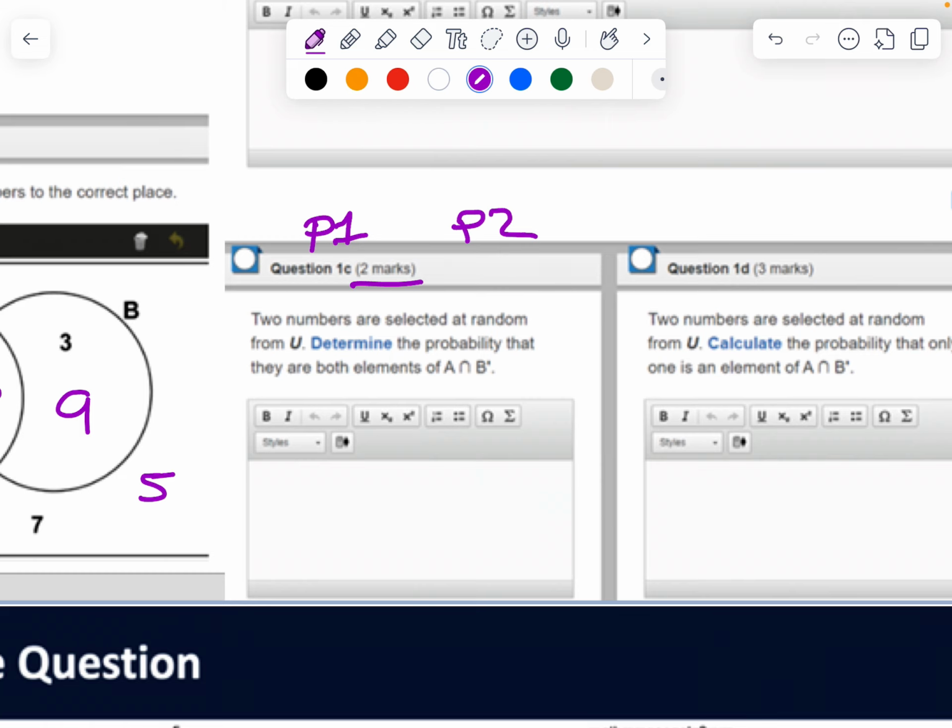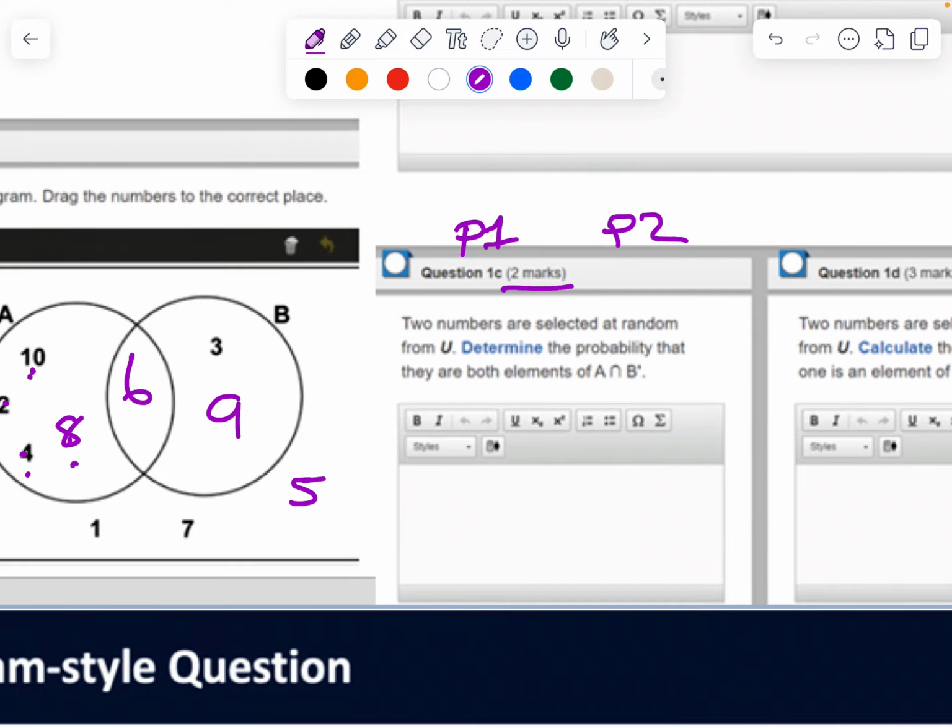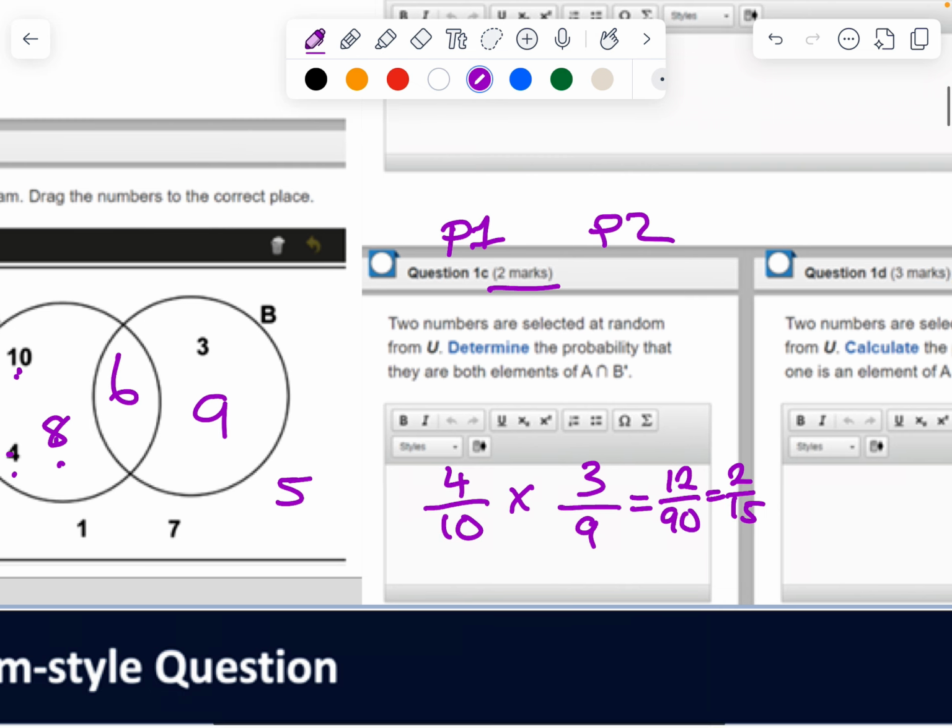So we just spoke about 4 of the numbers, 1, 2, 3, 4, are in that group, and there's 10 numbers in total. So you'd say pick 1 is 4 out of 10, but then pick 2, because you've picked a number, there's only going to be 3 left in that group, and overall there's only going to be 9. Okay, so this is conditional probability. If you're picking a number out, there's going to be fewer numbers overall, and then you just multiply the 2 probabilities together. So that would give you 12 over 90, which is 2 over 15.